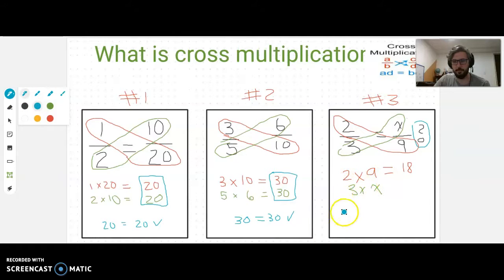So just like we did over here in blue, we're going to set the two up across from each other. The left side is equal to the right side. So 18 equals 3 times x, which I'm going to write in a simpler fashion, 3x. And then you just have a basic algebra statement. And you know how to solve that, don't you? You just divide both sides by 3. Cross those out. X is therefore equal to 6. And isn't that what we got before? 6. Voila. Cross multiplication.